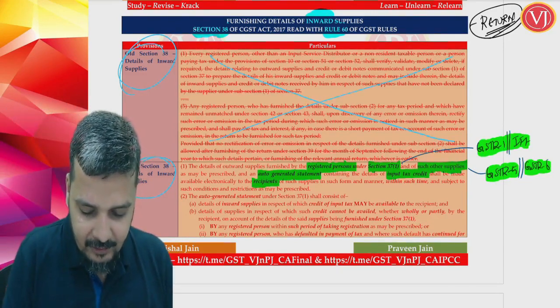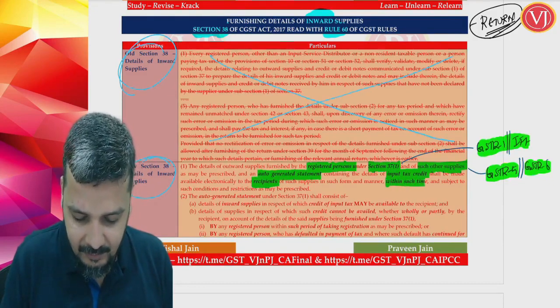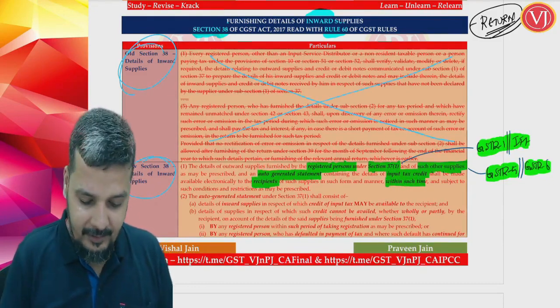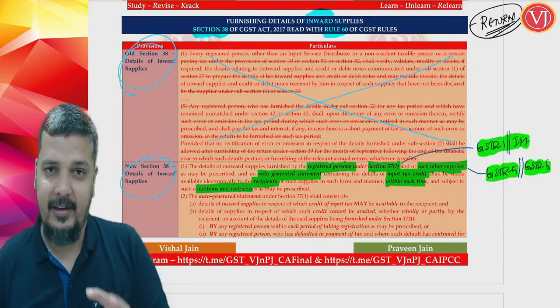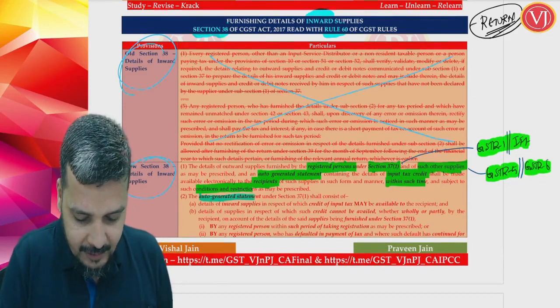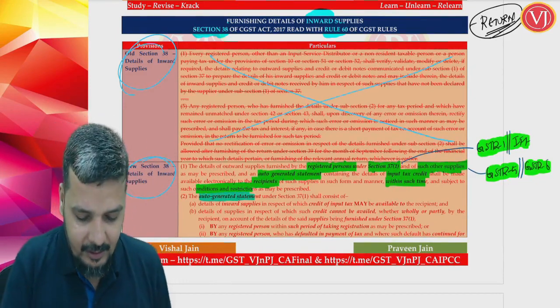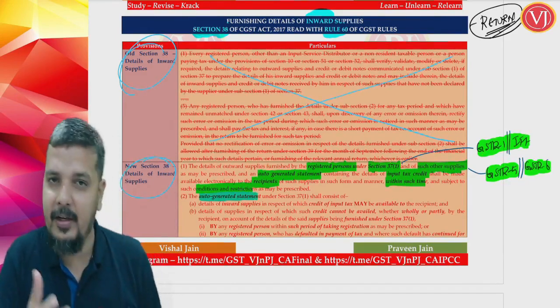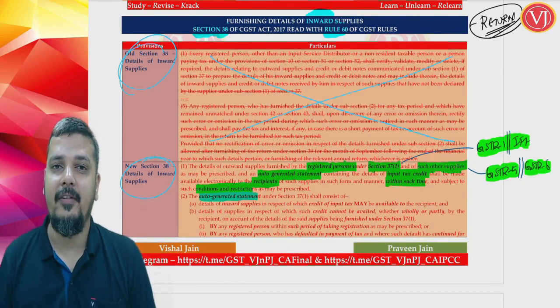be an auto-generated statement which contains the details of input tax credit, which is made available to the recipient within such time, in such form and manner, but subject to conditions and restrictions as may be prescribed. Now, what are the conditions and restrictions that are prescribed? The auto-generated statement which is discussed in your Section 37(1), whatever you are getting in your auto-generated statement, now there are certain conditions which are very, very crucial.